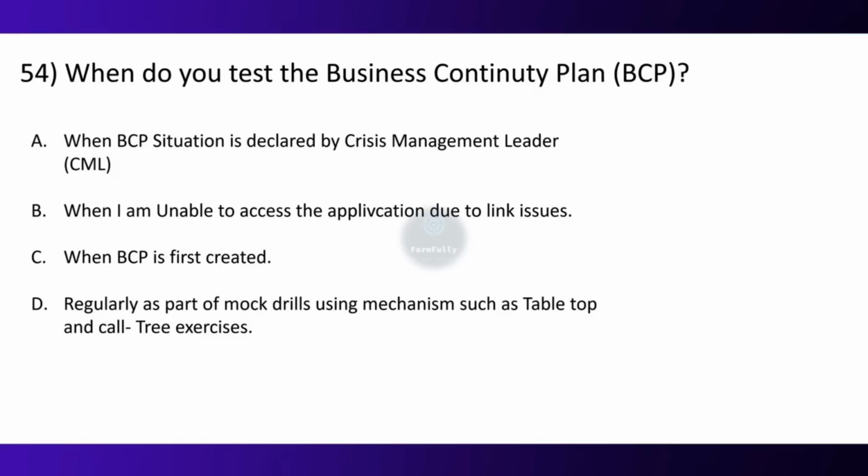Question 54. When do you test the business continuity plan? Option A. When business continuity plan situation is declared by the crisis management leader. Option B. When I am unable to access the application due to link issues. Option C. When BCP is first created. Option D. Regularly as part of mock drills using mechanisms such as tabletop and call tree exercises. And the correct option is D.